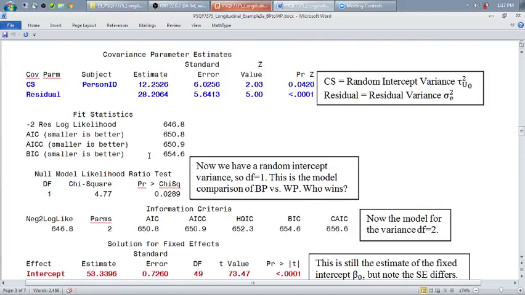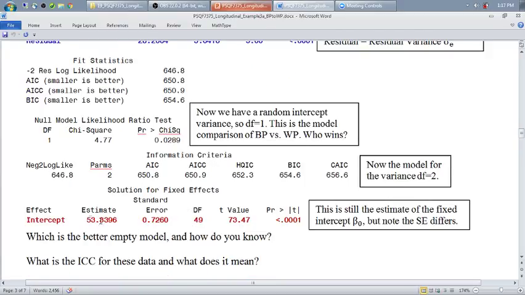So if we come down here, the intercept is still 53. That's because we didn't change the model for the means yet. The model for the means still just has a grand mean in it. And if you have balanced data like we have here, where everybody has the same number of occasions, the mean will be the same before and after the random intercept.